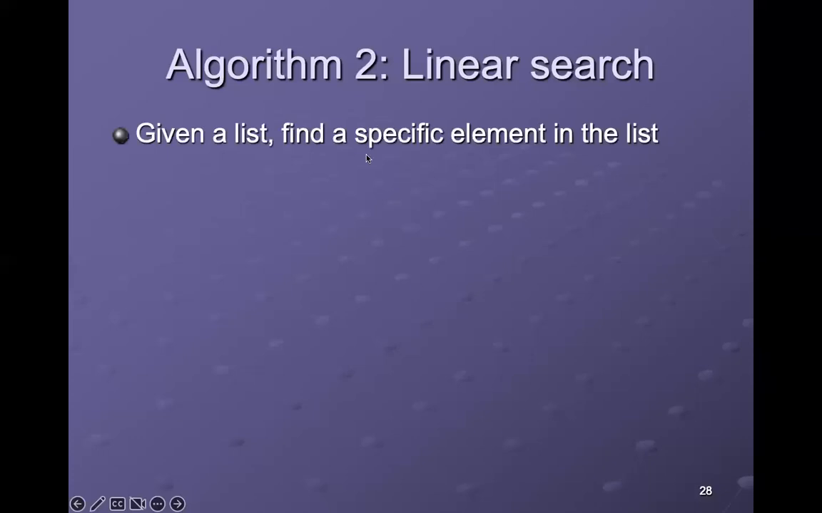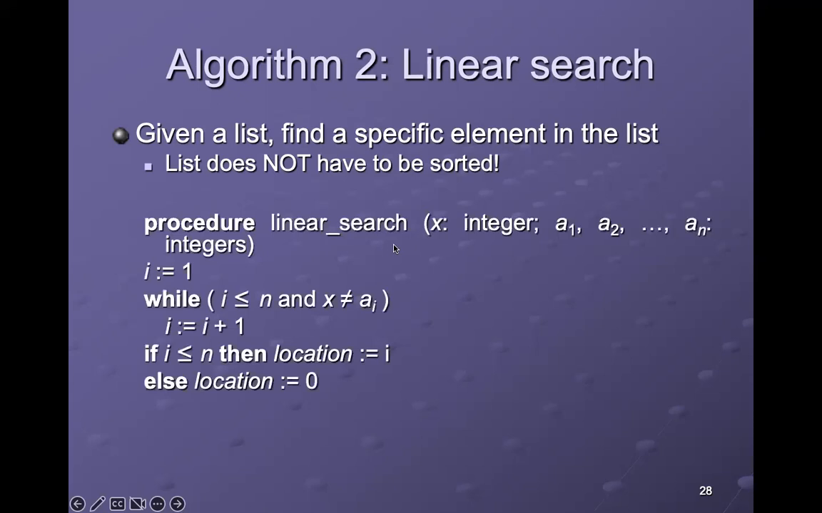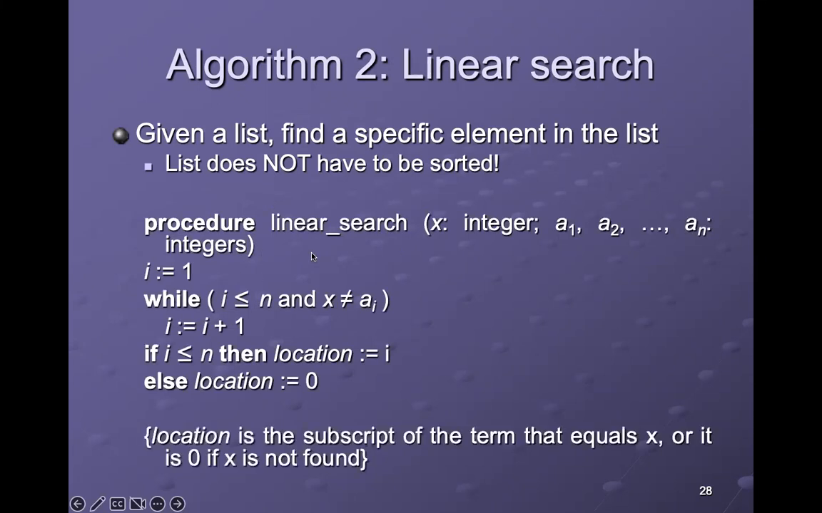So here's an example. We have a list or a collection, and what we want to do is find a specific element in the list. And the thing is, the list does not have to be sorted. Here is the pseudocode for the linear search.